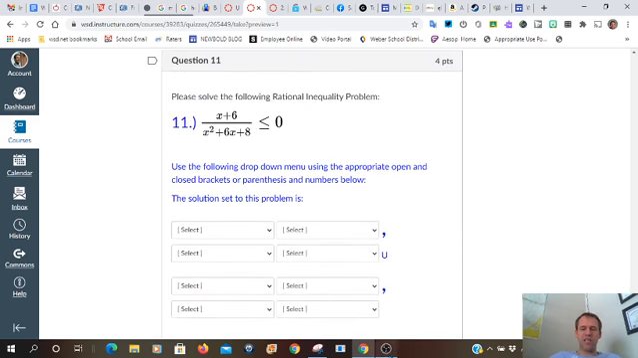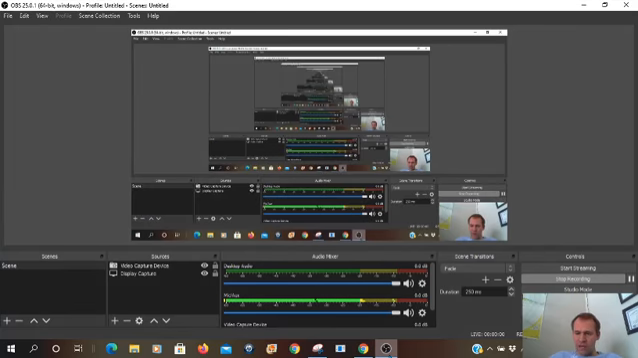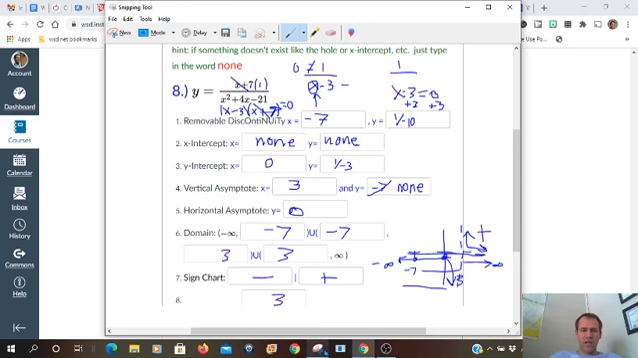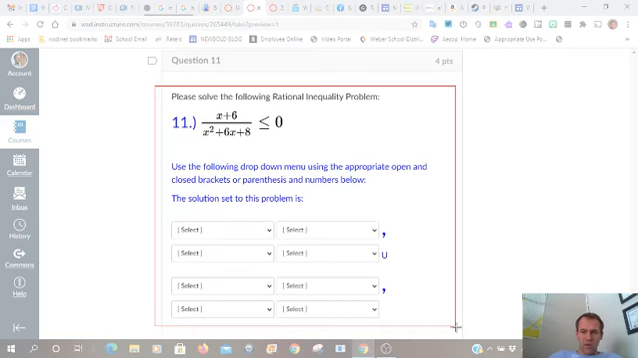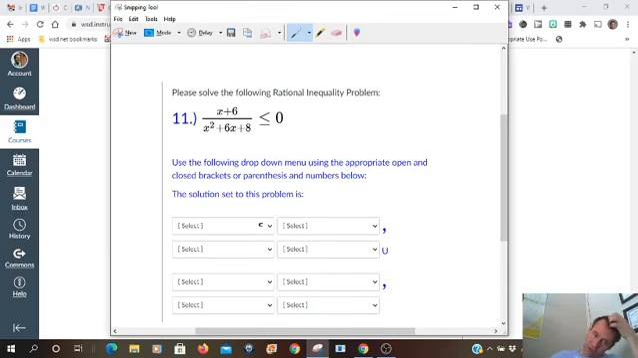And last but not least, number 11. Where are we at for time? We're doing good. So here's our last one here for the practice test. So number 11, here we go. So we do want to factor the sucker first before we can do our inequality and test points. Of course, this is going to factor into 2 and 4. 2 times 4 is 8, and 2 plus 4 is 6.